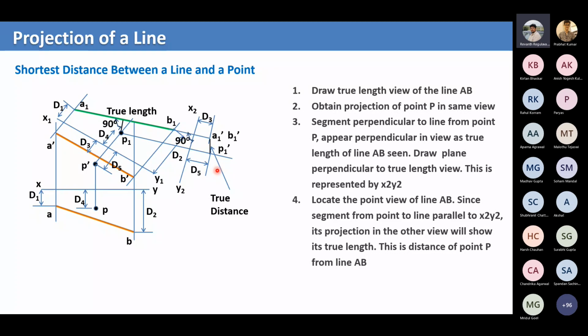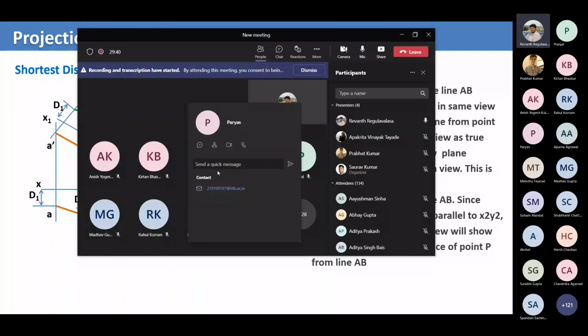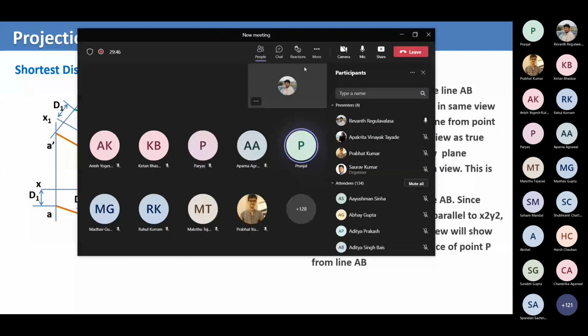Any doubts in this? Yes, I have a doubt. How to calculate the shortest distance? Can you calculate it by geometry? Sorry, I was not able to hear. Any doubts? Am I audible? Hello, am I audible? I'm not able to hear you. There is a lot of noise. Can you put it in the comments if you have any doubt? Okay, I think there are no doubts. Let us proceed.